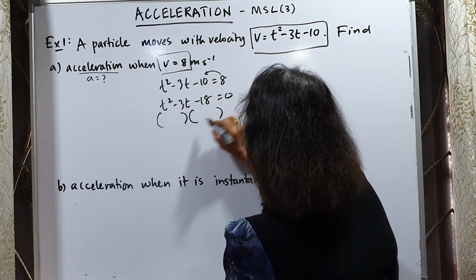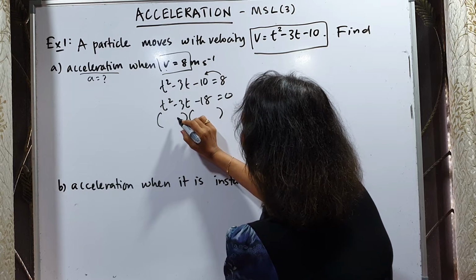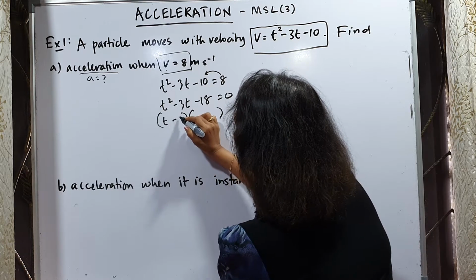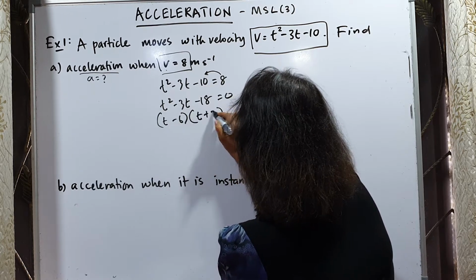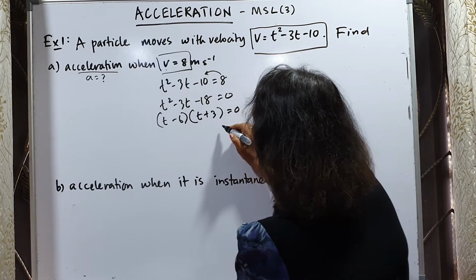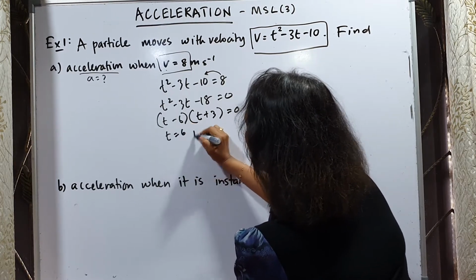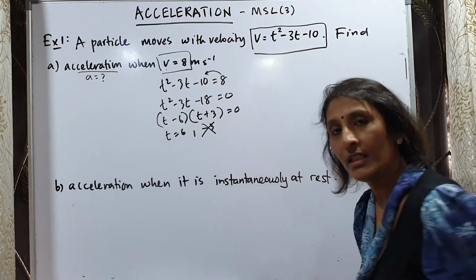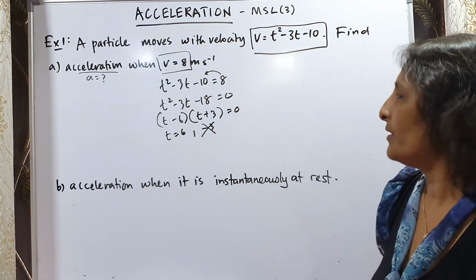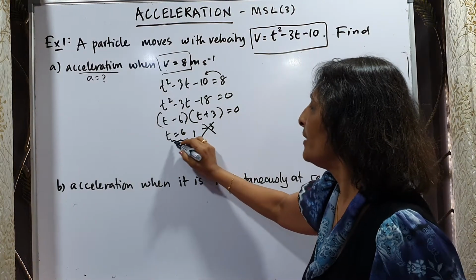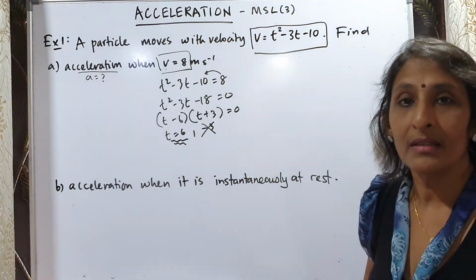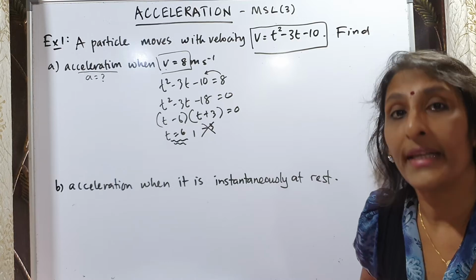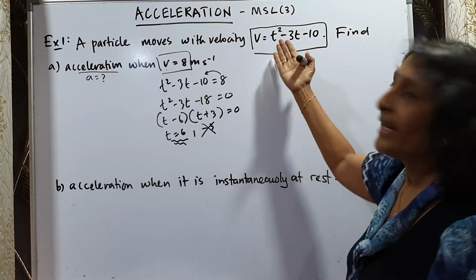Factorize this. 6 and 3, minus 6 plus 3. Okay. So t equals to 6 and negative 3. So of course cannot take the negative value for t. T cannot be negative. So we will choose t equals to 6. But it's not our final answer. The question says find acceleration. So find A.